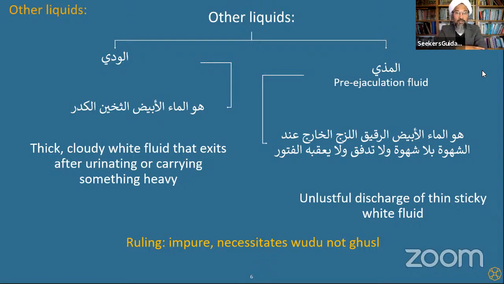On the other hand, we have another liquid referred to as al-wadyu, وهو الماء الأبيض الثخين الكدد. Here we have water, or rather liquid, هو الماء الأبيض, which is whitish in fluid, al-thakhin al-kadib, a thick cloudy white fluid. Ma, liquid. Abyad, whitish. Al-thakhin, it is thickish. Al-kadir, it's not white but off-white, and they translate it as a cloudy white. So it's a thick cloudy white fluid that exits after urinating or carrying something heavy. A person picks up something heavy, and as a result of that, as a consequence of that, there's an emission of a certain type of liquid. That type of liquid, when it meets these qualities, is considered to be wadi.